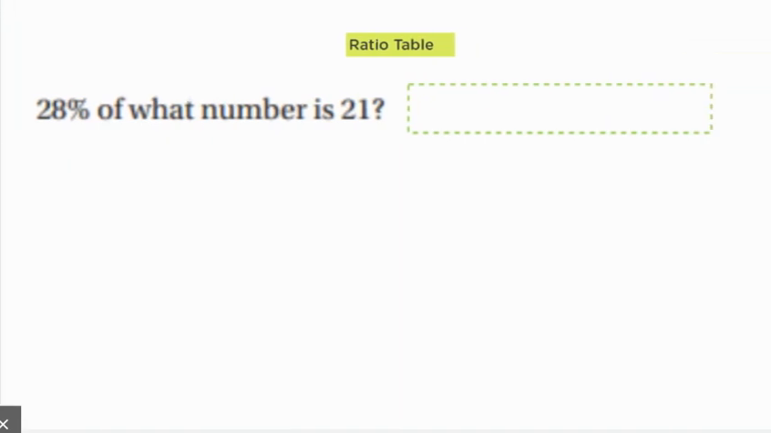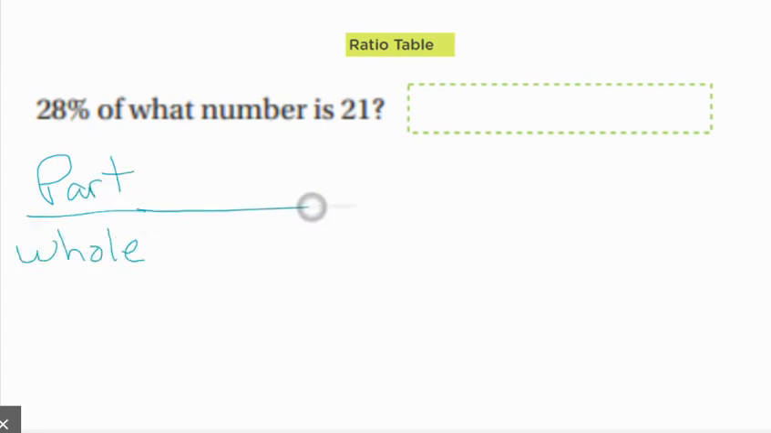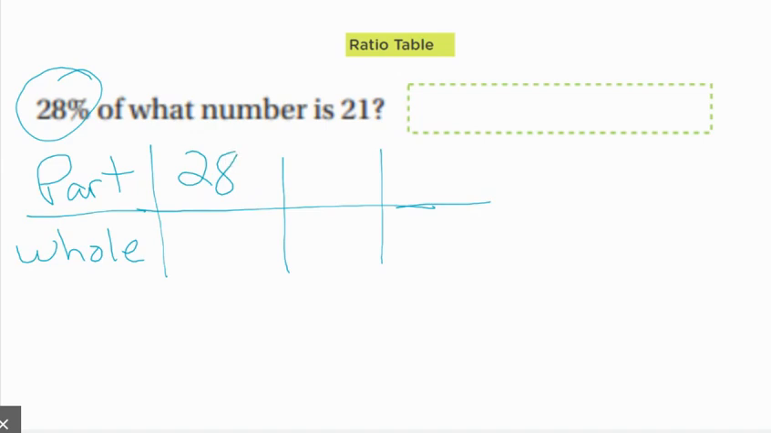So now we're doing the same thing. We're still finding our whole, but this time we're doing it with ratio tables. So again, you're going to have part over whole, and I'm going to just extend that line and add one more column. Okay, so here's our percent. Change that to a fraction, so 28 over 100. Remember, 21 is our is, which is our part. So 21 is at the top this time, not at the bottom. Before we had the whole.